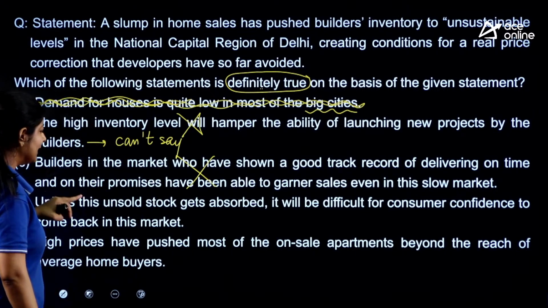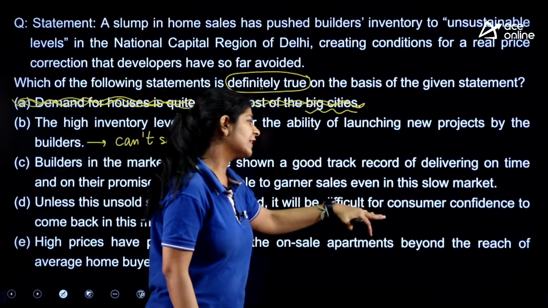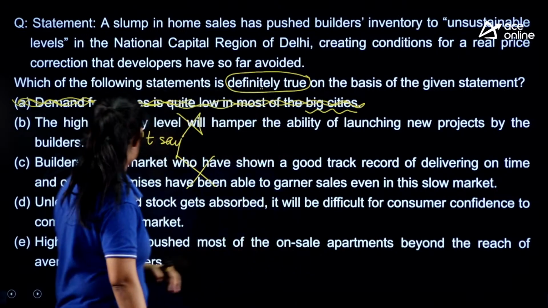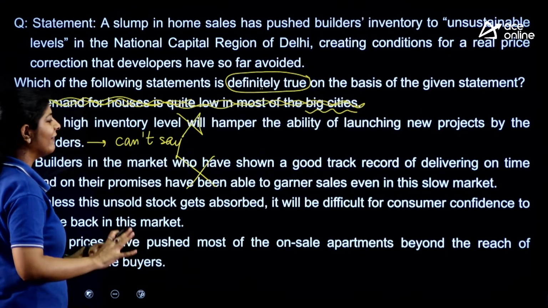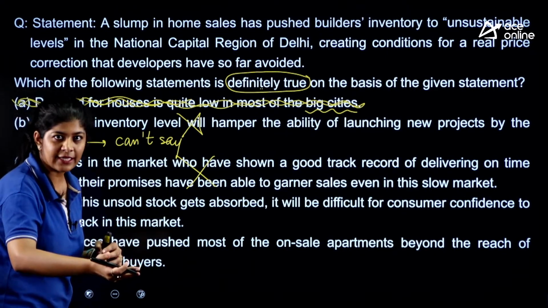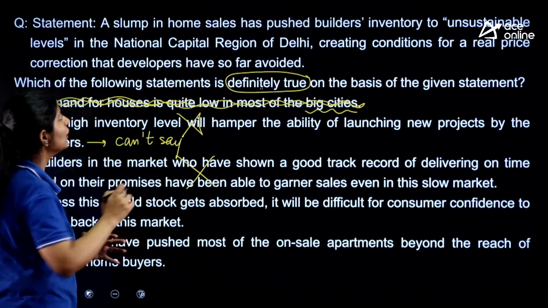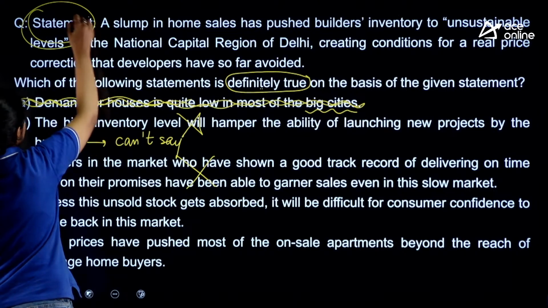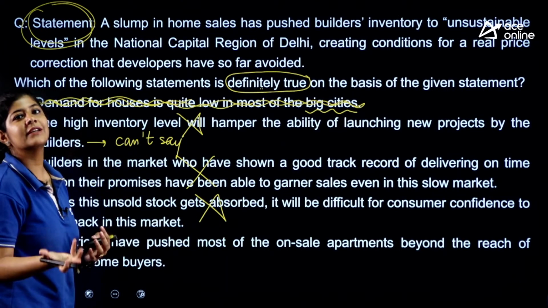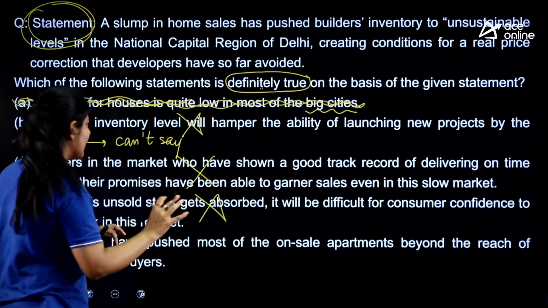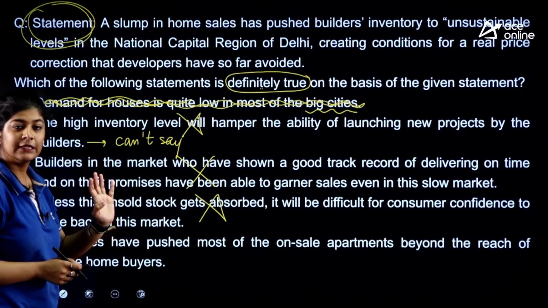D: unless this unsold stock gets absorbed, it will be difficult for consumer confidence to come back in this market. Again, we do not have any such future data, right? This is talking about the future and we don't need to talk about the future. We only need to consider this particular statement at this moment. So again, we can't be sure whether it is solved or not. Now, out of 5, 4 options are eliminated. We are only left with the last one.